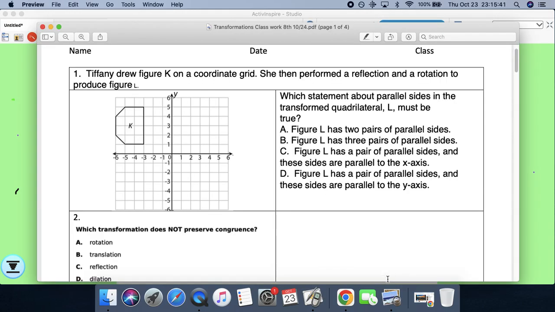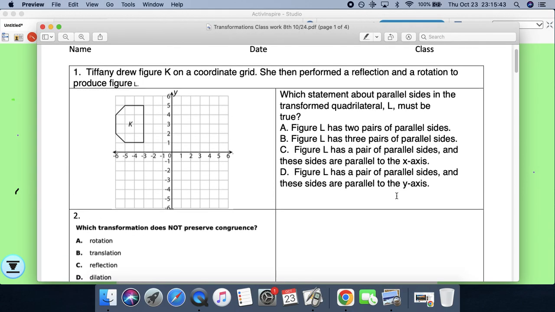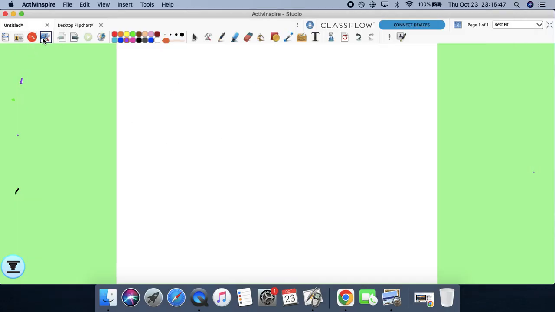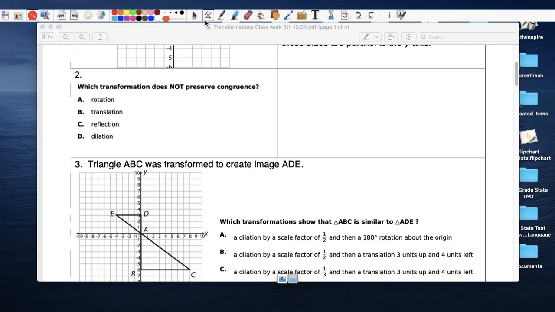Question 1. Okay, so don't do question 1. Question 2. Which transformation does not preserve congruence? So let's talk about that for a second.